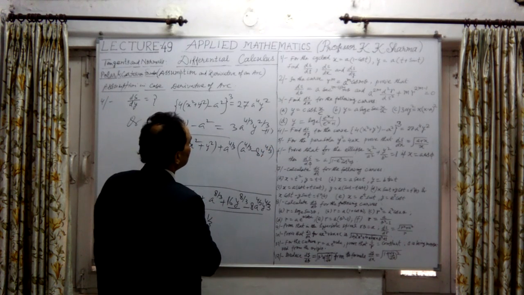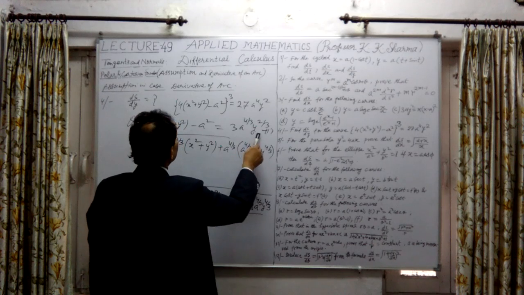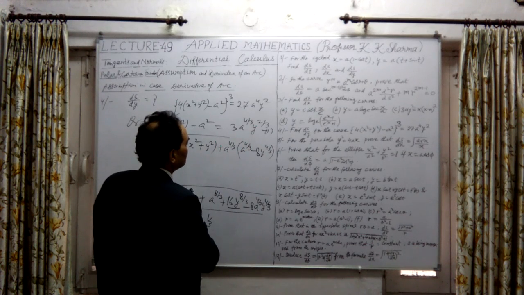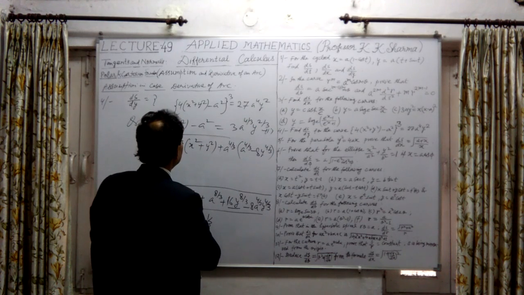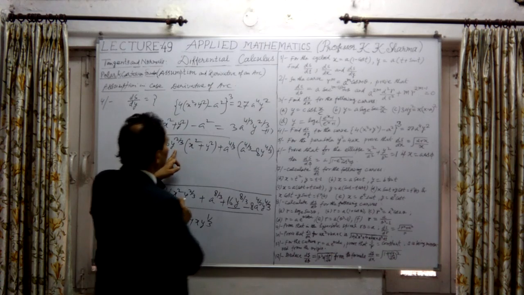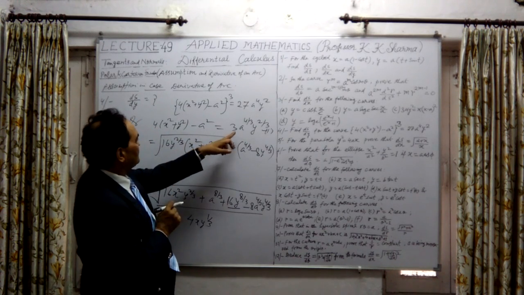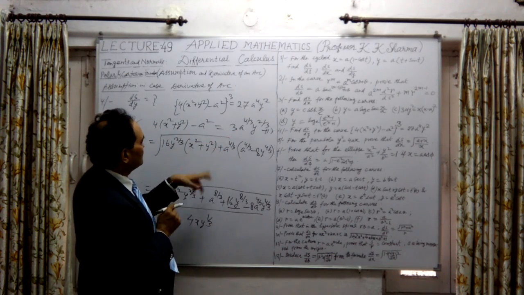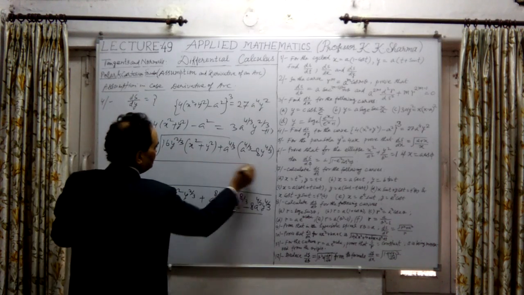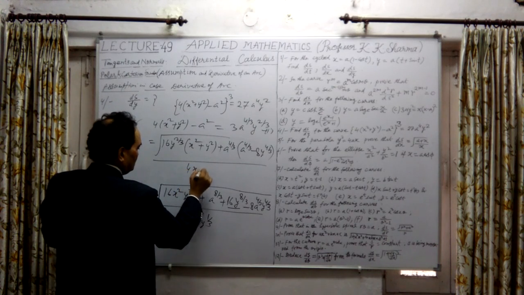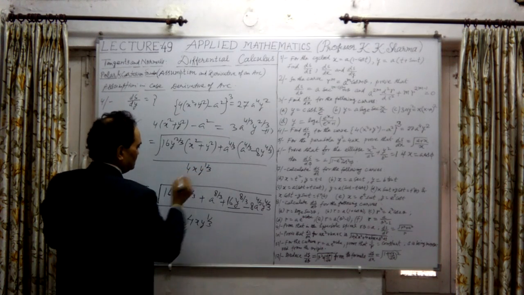Anything y raised power 2 by 3 in this value. If I substitute the value of y raised power 2 by 3 common, y raised power is 4 by 3. This is 2 by 3. If I substitute that value, the value of 2 by 3 is here, that value is there. So that can give us something. Let me substitute that value. And then in the denominator we have got 4 into x y raised power 1 by 3.